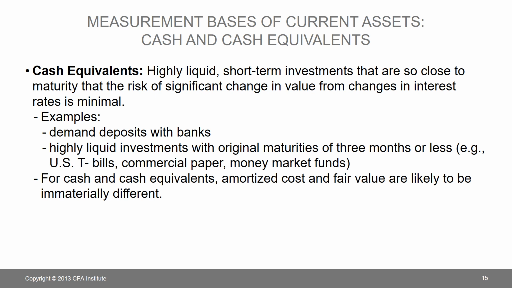Examples of cash equivalents are demand deposits with banks and highly liquid investments such as U.S. Treasury bills, commercial paper, and money market funds, with original maturities of 3 months or less. Cash and cash equivalents exclude amounts that are restricted in use for at least 12 months. So for all companies, the statement of cash flows presents information about the changes in cash over a specific period of time.